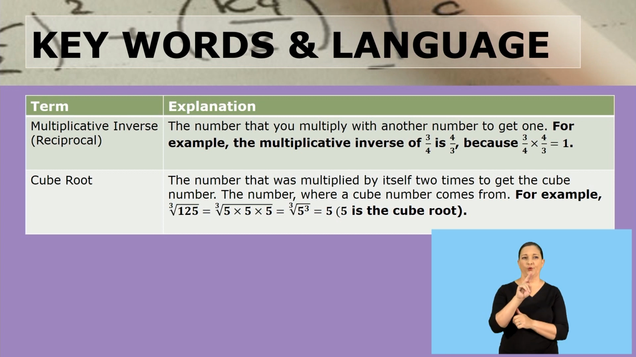Then lastly, we have the cube root. That is the number that was multiplied by itself 2 times to get the cube number. The number where a cube number comes from. For example, the cube root of 125 is equal to the cube root of 5 multiplied by 5 multiplied by 5. That is the cube root of 5 cubed, and our answer there is 5. This means that the cube root of 125 is 5. The 5 is the cube root.